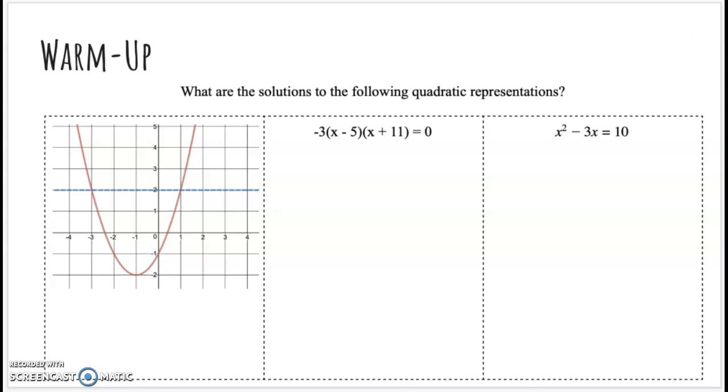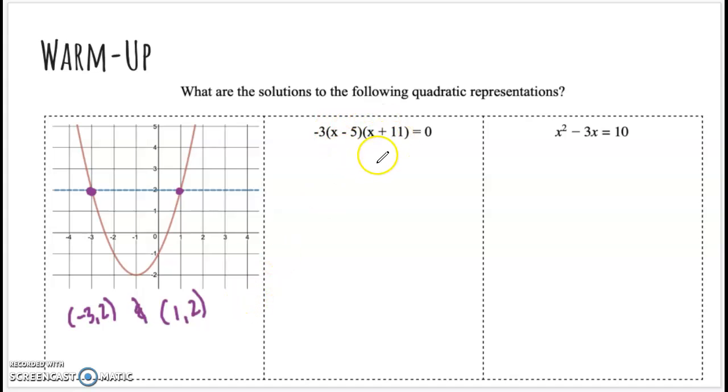All right, so it says, what are the solutions to the following quadratic expressions? So we know this first quadratic is being shown as a system. So the solutions are actually the intersection of the system. So our solutions here are going to be at -3, 2, and at 1, 2. That would be our solution set to that system.